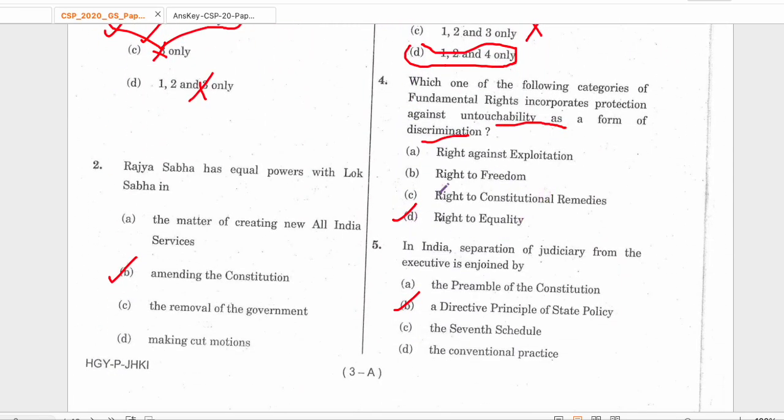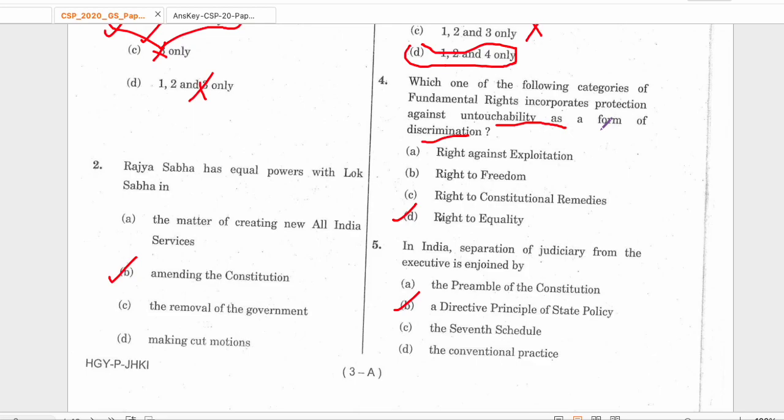This was a very easy question, so I don't need to discuss it. This was talking about the fundamental classification that we do: right to equality, Articles 14 to 18, then right to freedom, and then freedom of religion. All these things, right against exploitation, Articles 23 to 24. So all this classification which is there, you had to just identify where it comes. So these are some of the basic questions.